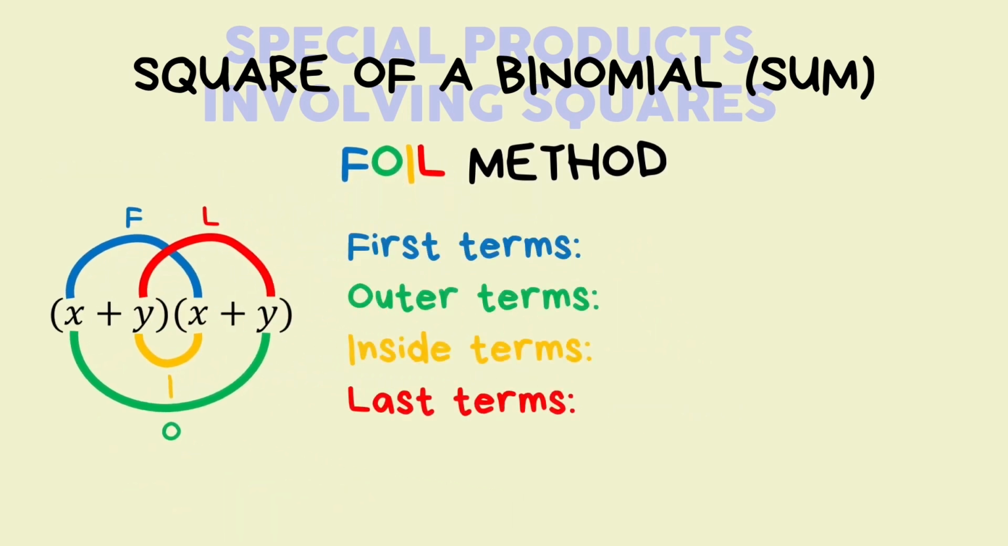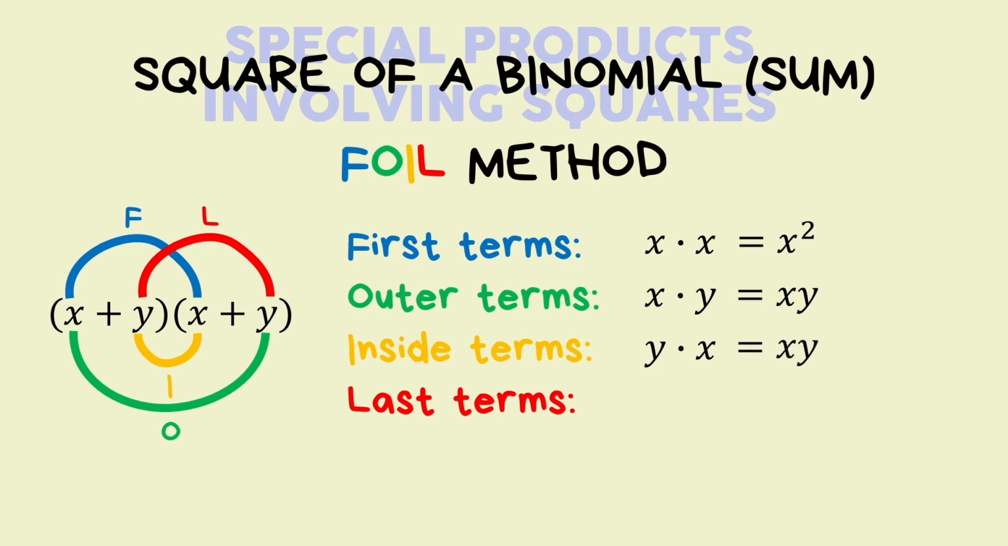The first thing we have to do is to multiply the first terms. What are the first terms? X and x. Multiplying these two, we would have x squared. Get it? The next one is the outer terms. The outer terms are the leftmost and the rightmost of the expression, or in layman's terms, the terms outside, of course. Our terms outside are x and y, so the product must be xy. The next is the inside terms, the ones next to each other. We have y and x. The product must also be xy.